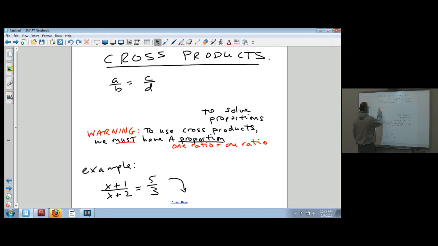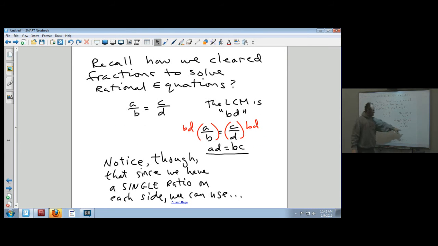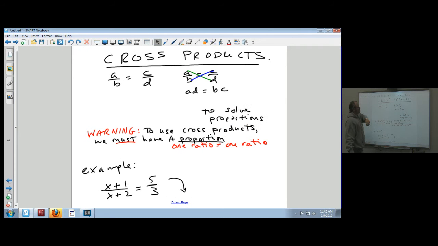We have this ratio, or this proportion, of A over B equals C over D. By using cross products, we end up with AD equals, and then we cross the B and the C, equals BC. Now, isn't that the exact same thing we had right over here? It is, isn't it? So by clearing the fractions with a proportion, we end up with the same thing we get when we use a cross product.